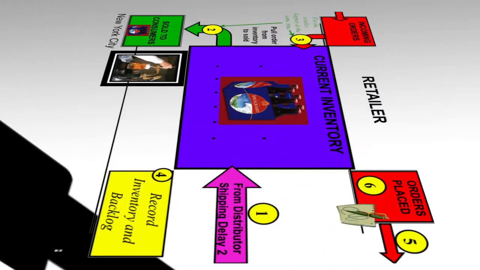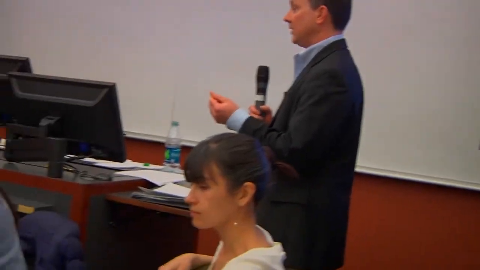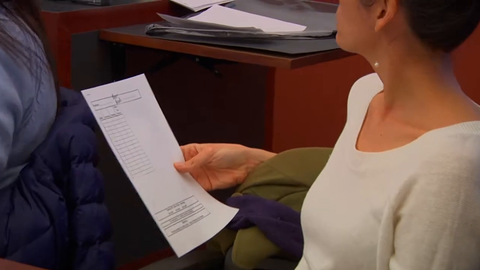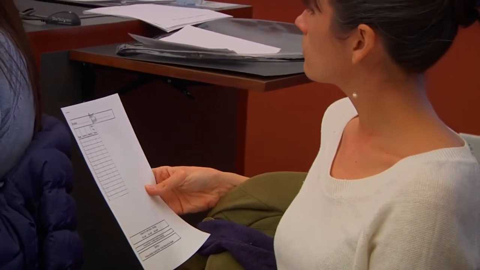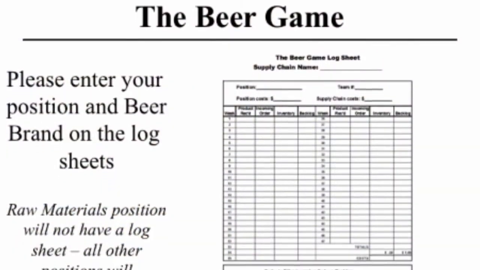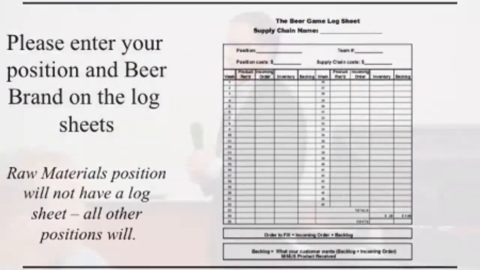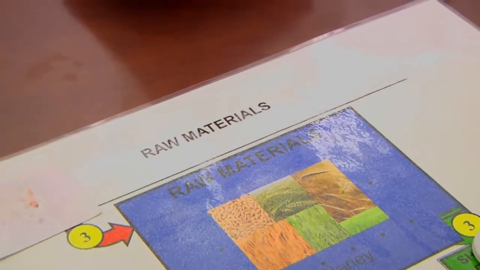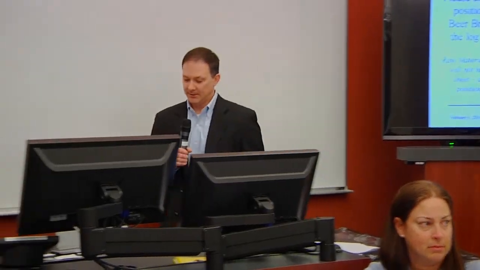And then each of you has a log sheet. On this sheet, there's actually 2 sheets stapled together. On this sheet, you see your incoming, so you've got weeks, inventory, backlog, and the orders you place, those columns. Everybody but the raw material needs one of those. So the raw material person, if your mat says raw material, then you do not need this log sheet.